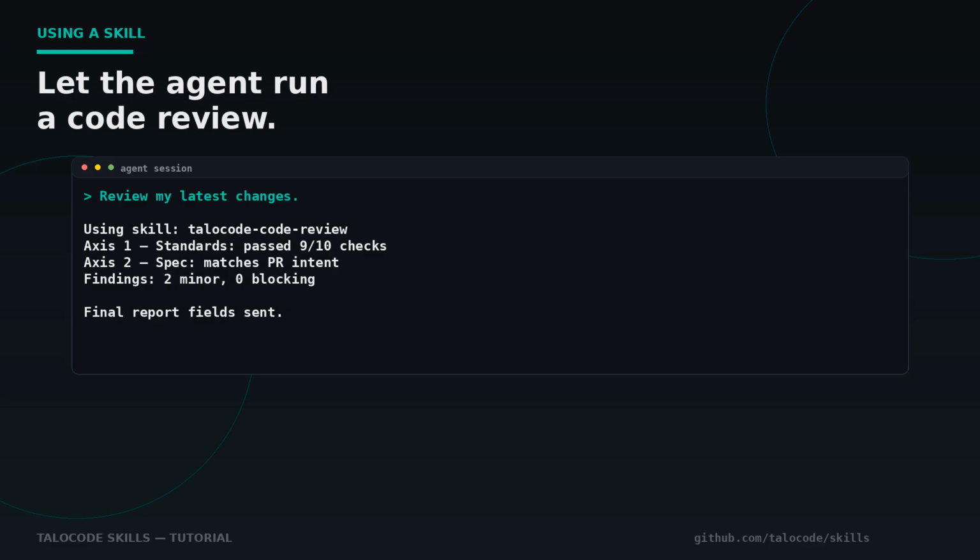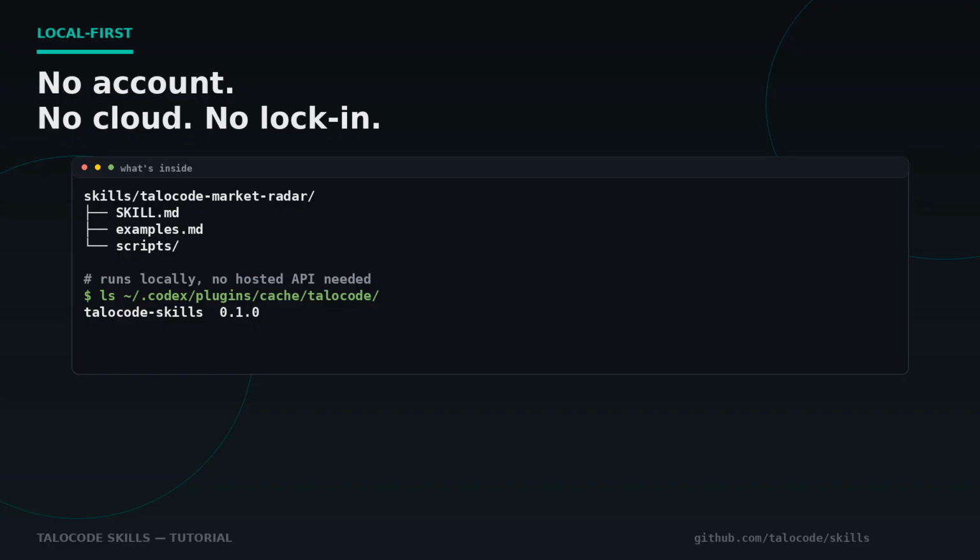Let us pull it together. You can install all 51 Talocode skills into Codex with 2 commands, or into Claude Code with 2 commands. You can pull a single skill on its own with the package manager, and you can install the whole pack as a plugin with version tracking. Agents discover skills automatically by reading their descriptions and when to use sections, so the right skill loads at the right time. Everything is local first, open source under the MIT license, and requires no account.